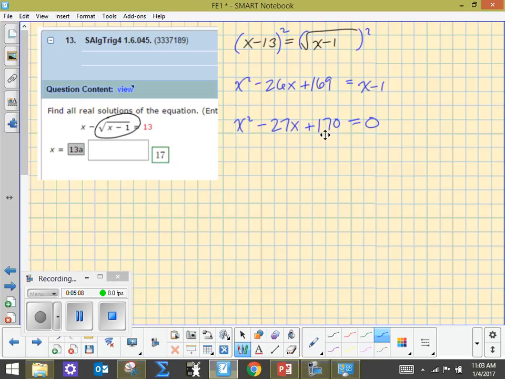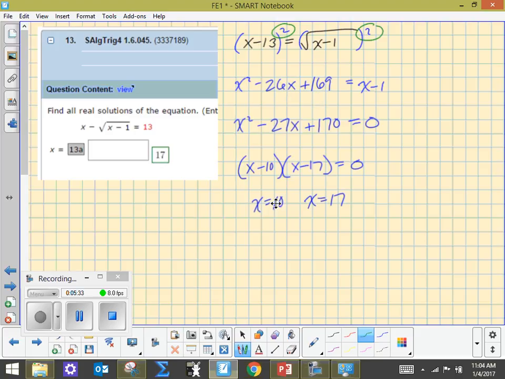Now I'm looking for two numbers that multiply to give me 170 and add to give me negative 27. So those two numbers are negative 10 and negative 17. So again, x is equal to 10 and x is equal to 17. Now, because I had a square root function, I've got to make sure that both those work. I will have most likely extraneous solutions because of this squaring procedure.